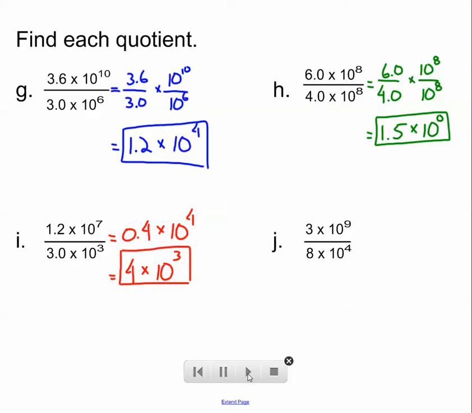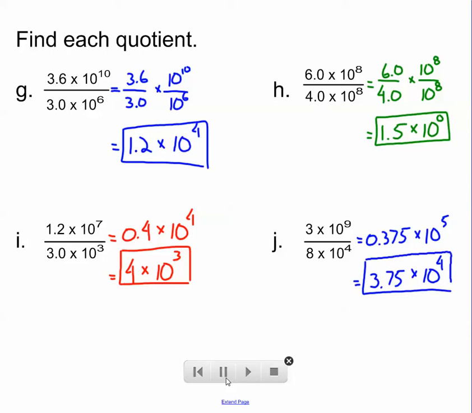I'll show you that one more time. Okay, 3 divided by 8 is, I'm sorry, 0.375. And 10 to the 9th divided by 10 to the 4th is 10 to the 5th. This is not scientific notation because this number right here has to be 1 or greater. It's got to be between 1 and 10, basically. So let's move the decimal place one spot to the right. And that changes the exponent of our power of 10 as well. I moved it one spot to the right, so I got to change my power of 10 by 1. Okay, I made this number bigger, I want to make this number smaller to balance it out.